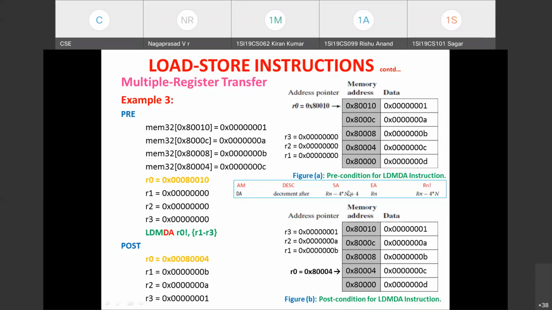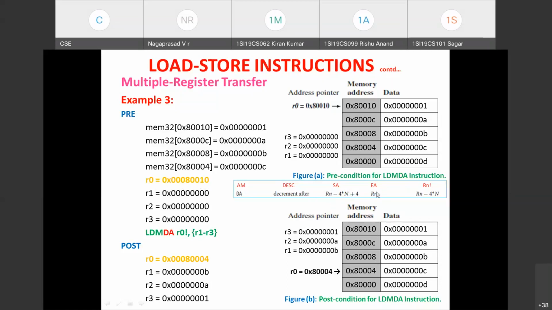So what does it result in? The lower address, that is 80008. And the ending address is Rn. What is the data held in the R0 register? It is 80010. That is the ending address, the higher address from where the data is fetched. So this is the block of memory from where the data is fetched into the registers R1, R2 and R3, where the lower address is 80008 and the higher address is 80010.